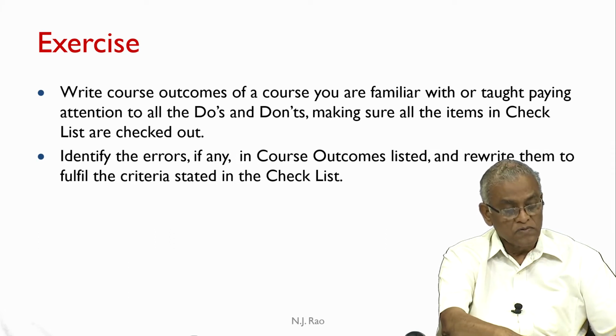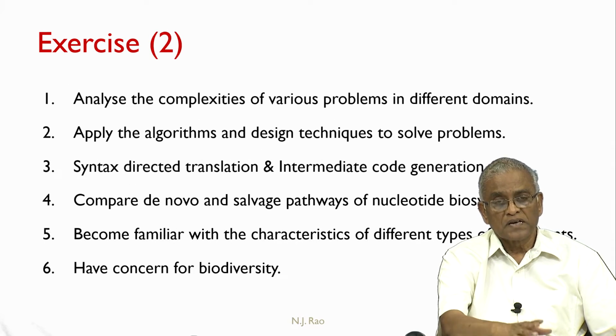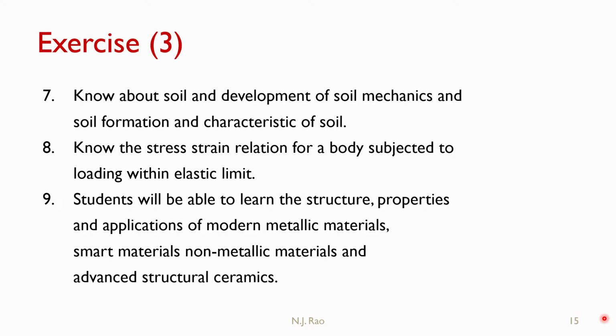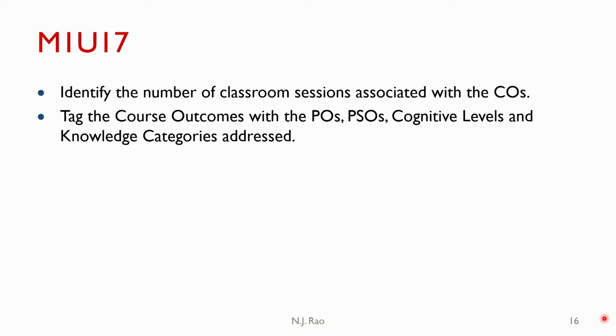So, we are going to give a set of outcomes like this, and we request you to identify the errors in this and reword them. Okay, I am not going to read all of them. There are about 9 given. And in the following unit, we will continue with our writing course outcomes.